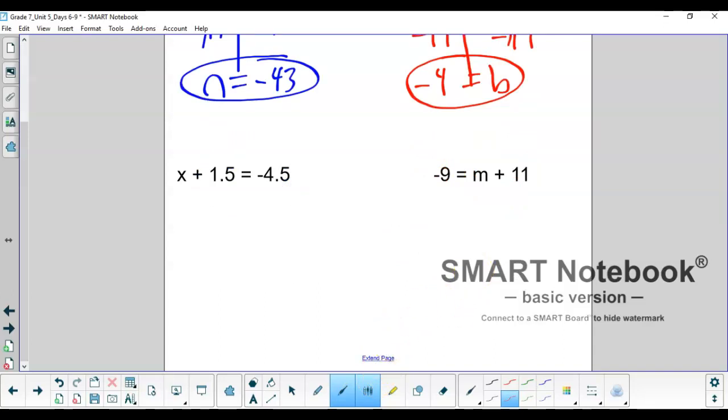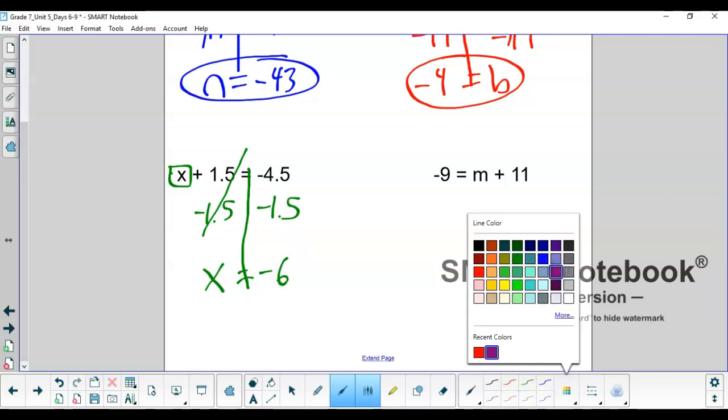For the bottom 2, same thing applies. It doesn't matter if we have decimals, fractions, whole numbers, positives, negatives, everything stays the same. So again, I'm going to break my problem into a left side and a right side through the middle of the equation. I'm going to locate my variable x. I'm going to think about what's being done to my variable. It's being added by 1.5, so I need to subtract 1.5. The 1.5s will cancel out and leave me with just x by itself. And then in my calculator, I would do negative 4.5 minus 1.5, and my calculator would say negative 6.